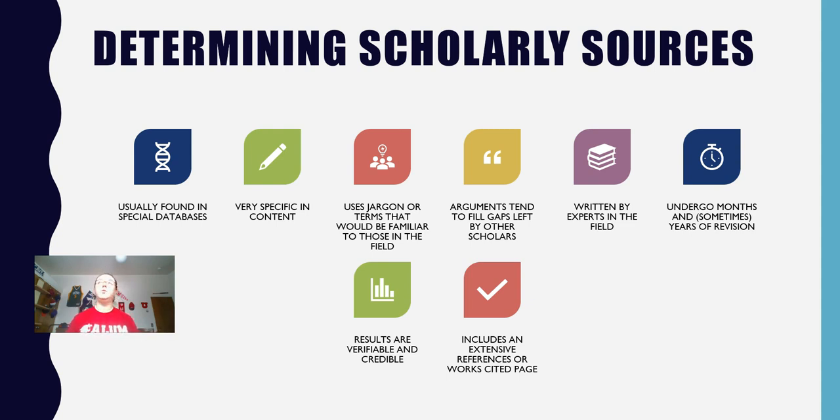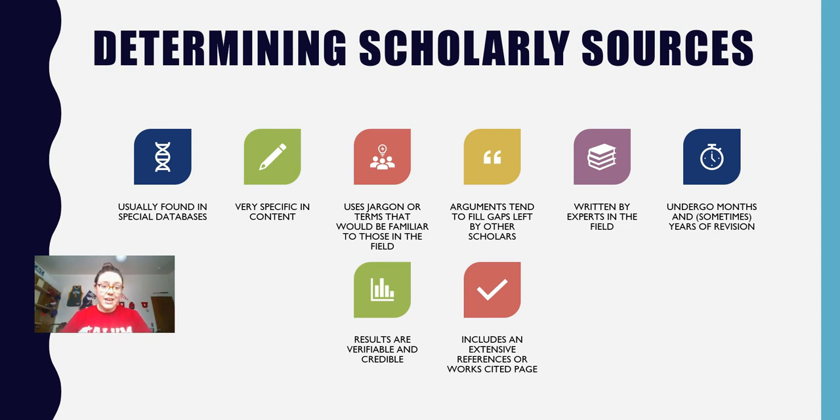So if you find something on Google Scholar or through a more popular search engine like Google, don't get discouraged if you can't access the text in its entirety. Rather, see if you can copy and paste the title of that work into the library database and you can find it there. So they're usually found in special databases. Again, not always, but it's a good indicator that if you find something on JSTOR or Science Direct or something along those lines, it's usually considered scholarly.